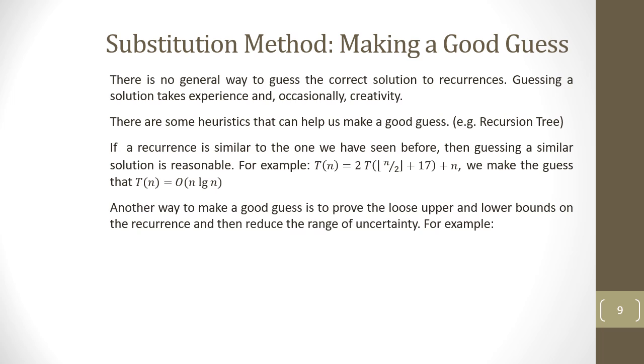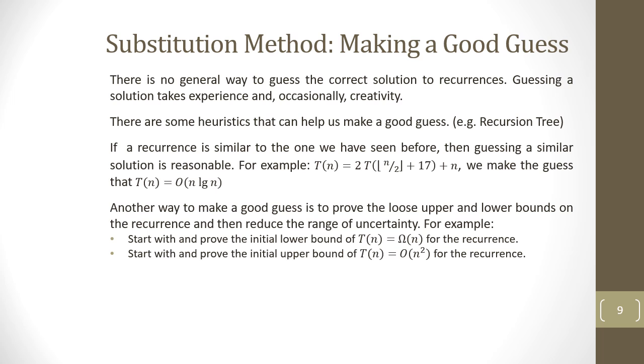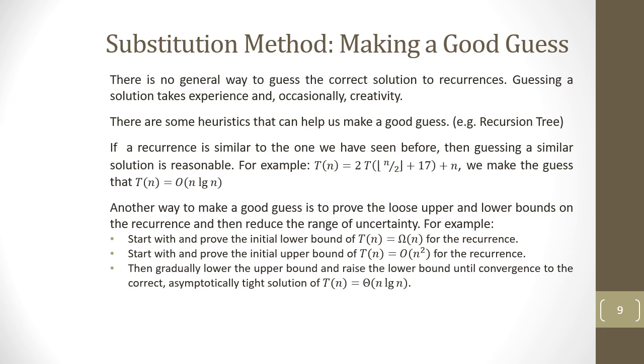Another way to make a good guess is to prove the loose upper and lower bounds on the recurrence and then reduce the range of uncertainty. For example, start with and prove the initial lower bound of T of n is omega of n for the recurrence, and then start with and prove the initial upper bound of T of n is big O of n square. Then gradually lower the upper bound and raise the lower bound until convergence to the correct asymptotically tight solution, that in this case is n log n.